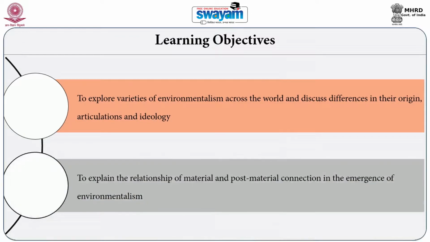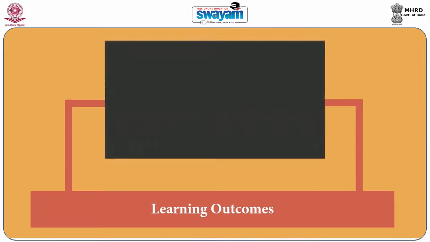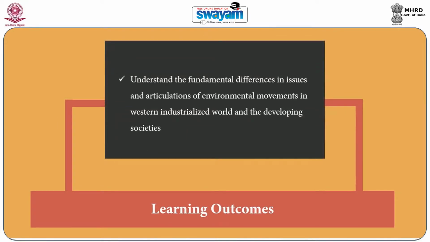This module also aims to explain the relationship between material and post-material connections in the emergence of environmentalism. After successfully completing this module, you will be able to understand the fundamental differences in issues and articulations of environmentalism and environmental movements in Western industrialized countries and in the developing societies of the third world.